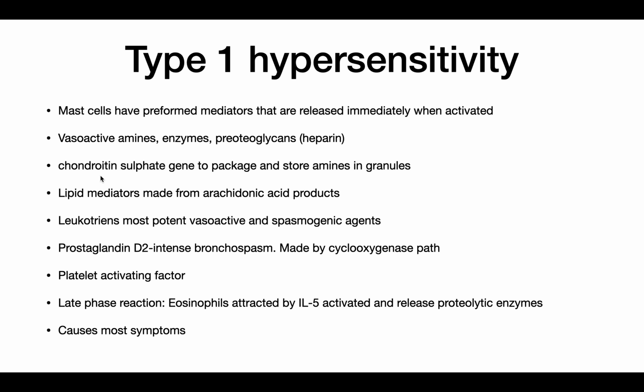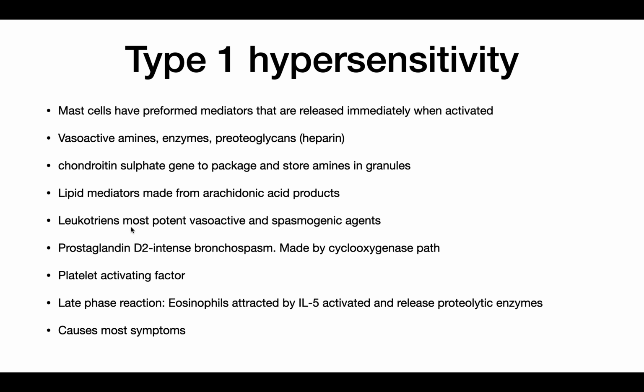And then the chondroitin sulfate is going to package and store the amines in the granules of the mast cells, right? So the lipid mediators are going to be made from arachidonic acid products. So that's why it's really important to target the arachidonic acid products in antihistamine medication, right? So we want to stop all of these being released, and we can do that by stopping the synthesis of arachidonic acid.